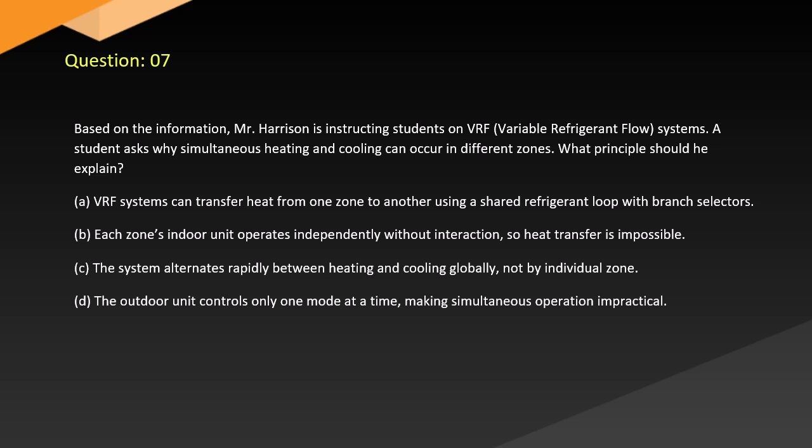A. VRF systems can transfer heat from one zone to another using a shared refrigerant loop with branch selectors. B. Each zone's indoor unit operates independently without interaction, so heat transfer is impossible. C. The system alternates rapidly between heating and cooling globally, not by individual zone. D. The outdoor unit controls only one mode at a time, making simultaneous operation impractical.